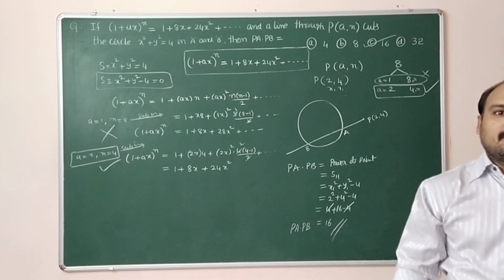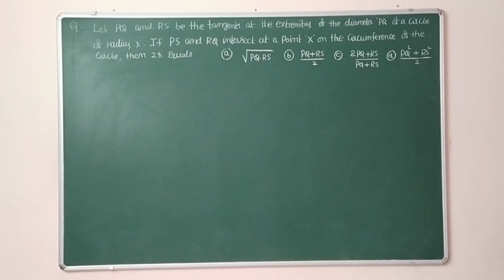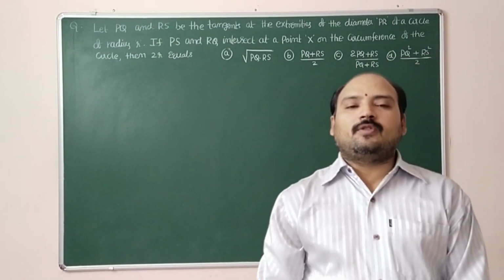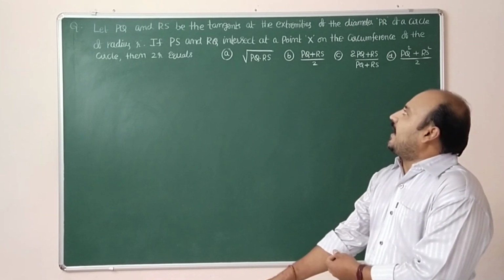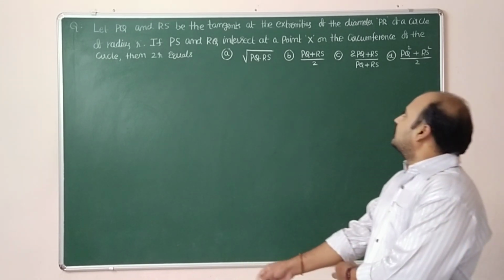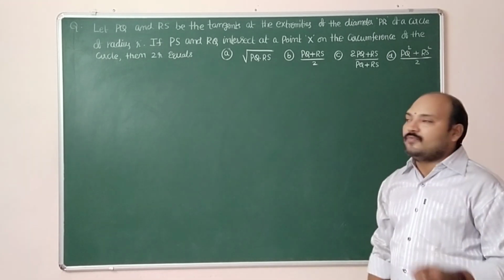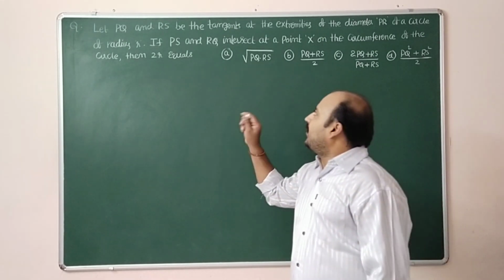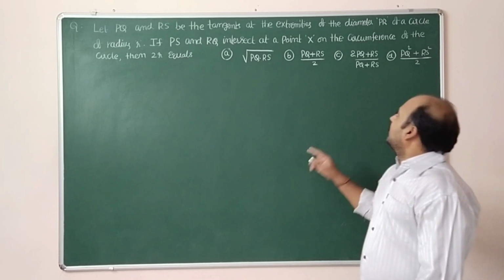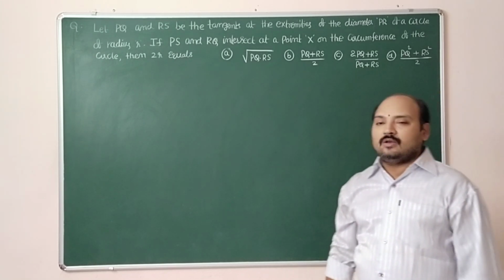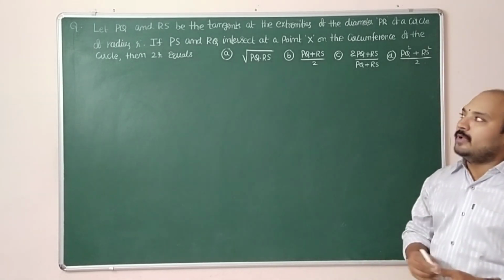We will move to the next question. Let PQ and RS be the tangents at the extremities of the diameter PR of the circle of radius R. If PS and RQ intersect at a point capital X on the circumference of the circle, then 2R is equal to. So these are the options available.